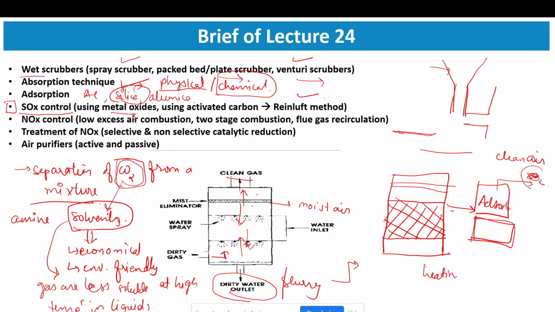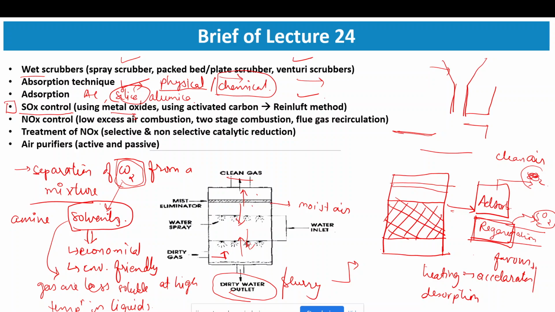So heating accelerates, or you can say favors, desorption. Here desorption will occur, and this is regeneration. Here you provide a heater. By heating the carbon, you can collect the SO2, and that SO2 can be used further for sulfuric acid production. So this is how this method works.